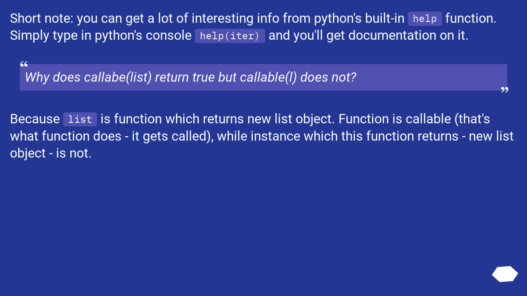Why does callable list return true but callable L does not? Because list is function which returns new list object. Function is callable, that's what function does, it gets called, while instance which this function returns, new list object, is not.